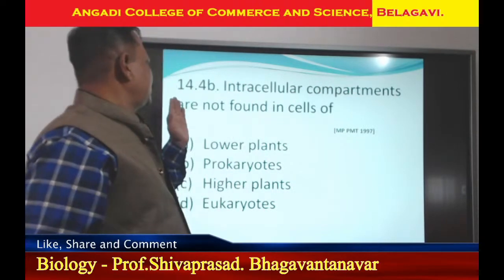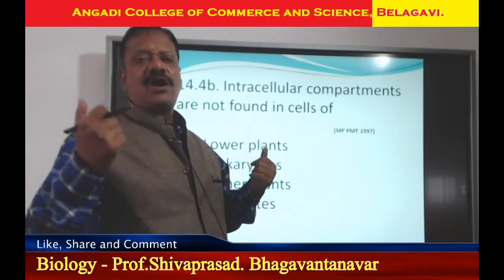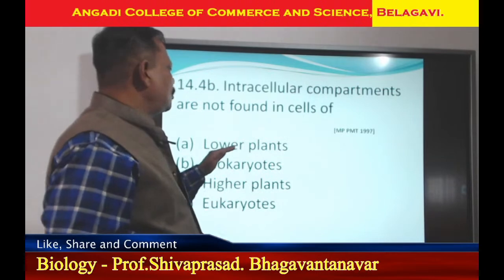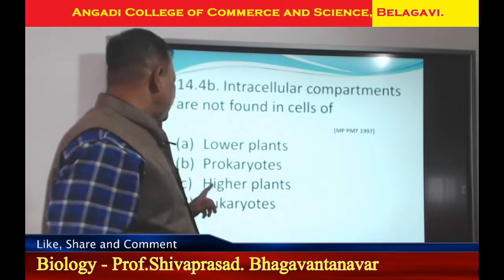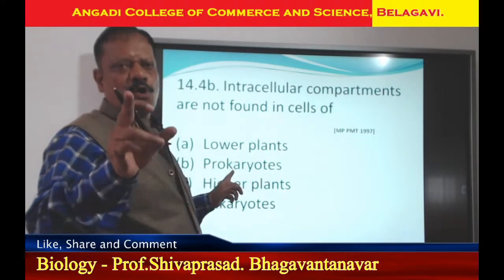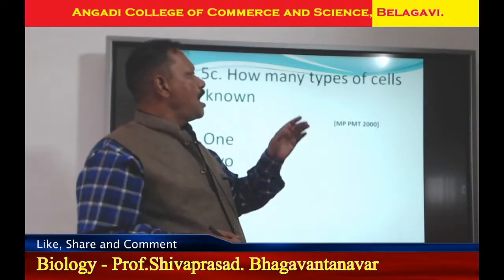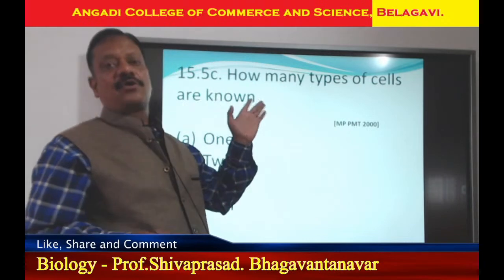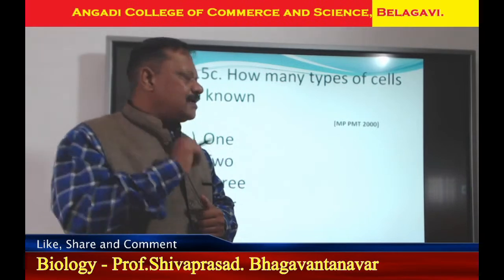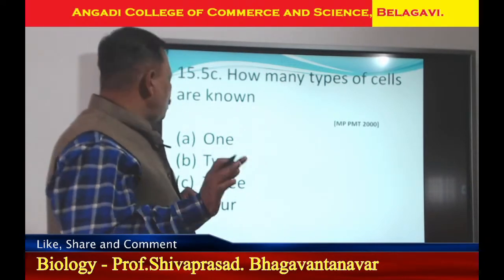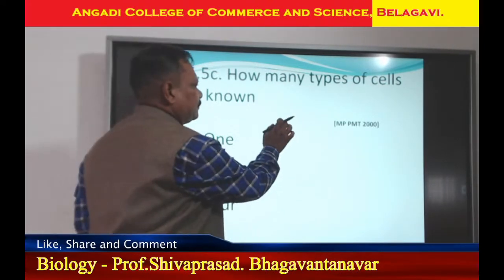Intracellular components are not found in cells of which? Here the options: lower plants, prokaryotes, higher plants, eukaryotes. The best answer is option B, that is prokaryote. We'll move to the next. Now, how many types of cells are known? How many types of cells do you know? Usually 3 types. So option C, 3 types, is the correct answer.